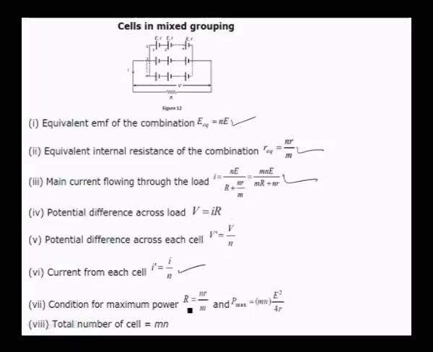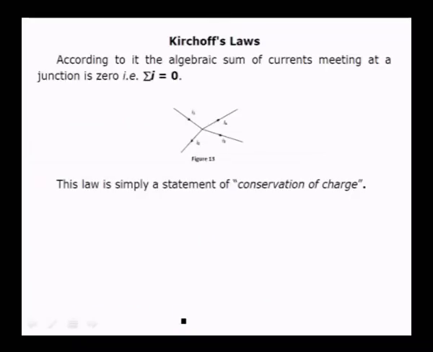Similarly, for maximum power, the value R should be equal to the sum of the internal resistances. That is, R is equal to Nr divided by M, then the power is maximum. The total number of cells in this combination is equal to M into N. Next, we will move on to the Kirchhoff laws.